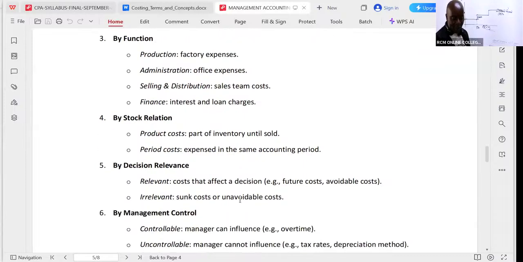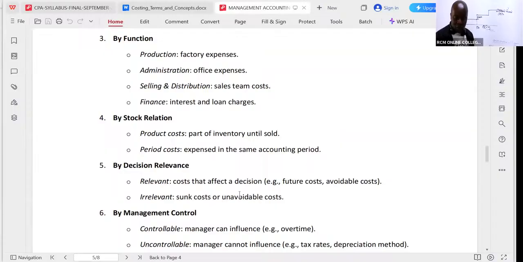By decision relevance. So we have those costs which are relevant, which are futuristic. Relevant costs affect a decision, e.g. future costs, they're also called avoidable costs. We'll be able to see them as we progress. And then we have irrelevant. Irrelevant are sunk costs or unavoidable costs because you have already incurred them.